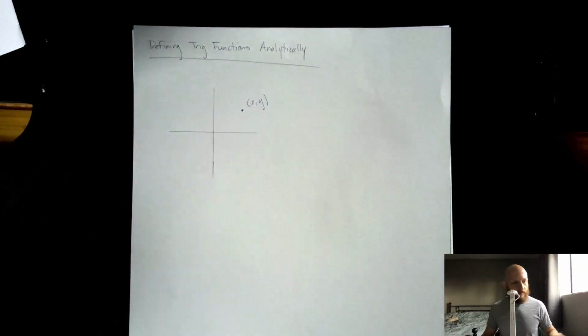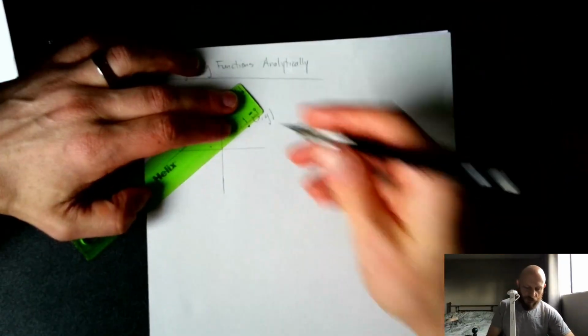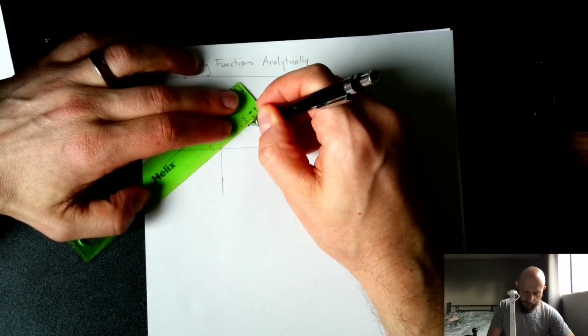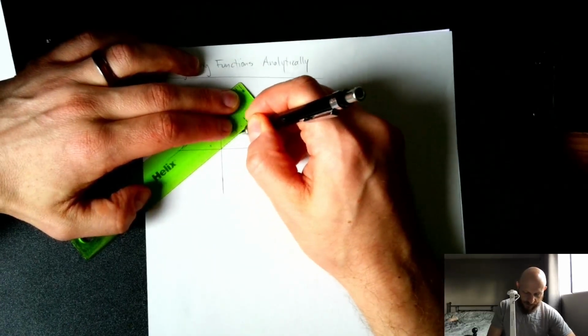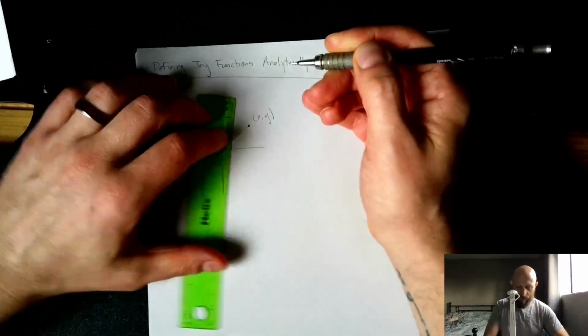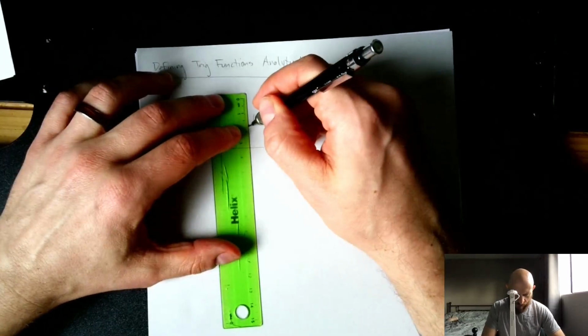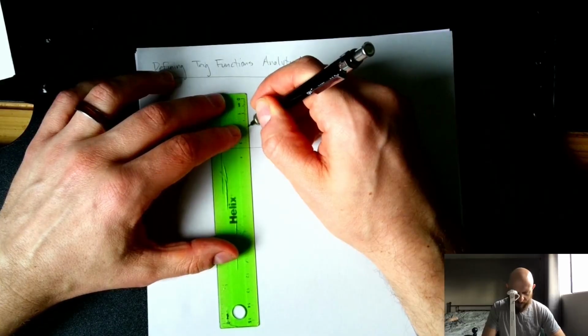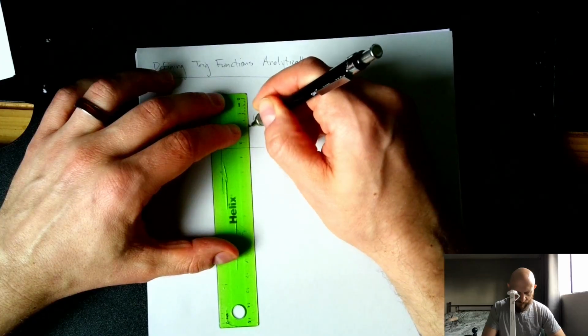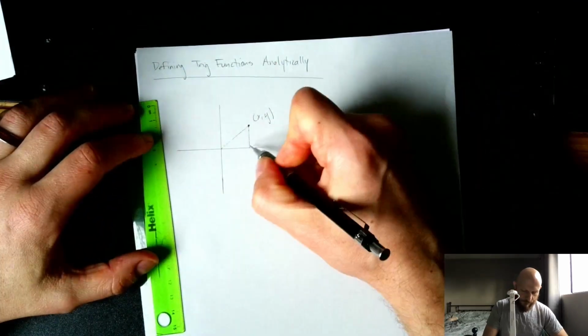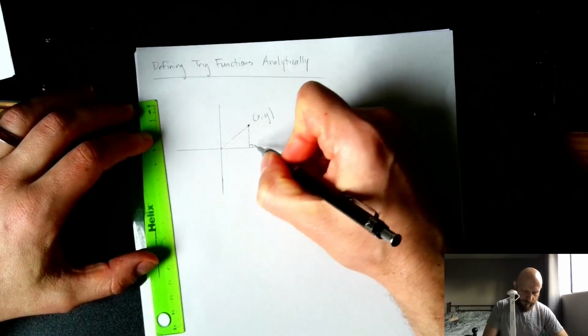and I put mine in quadrant 1, but it applies anywhere. You can choose any old point, and we'll just draw a little line connecting that point to the origin. And we'll also drop a perpendicular from that point to the x-axis. Okay, so there it is, perpendicular.